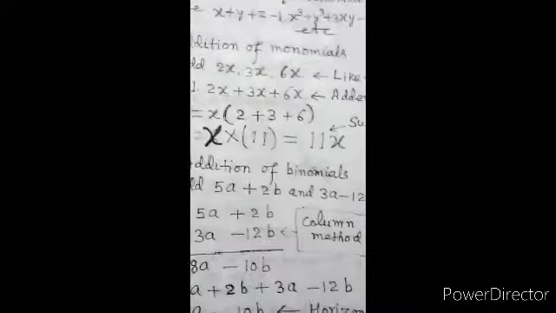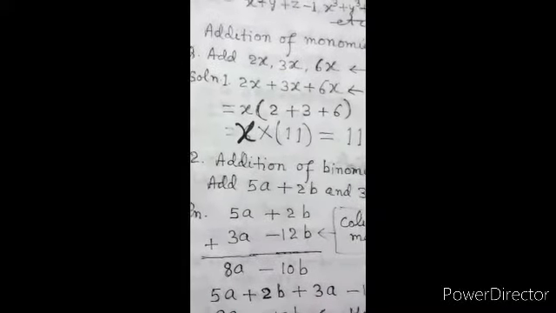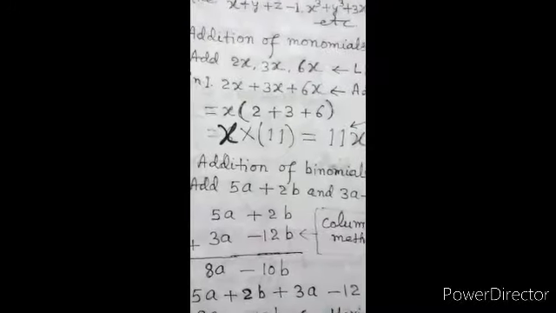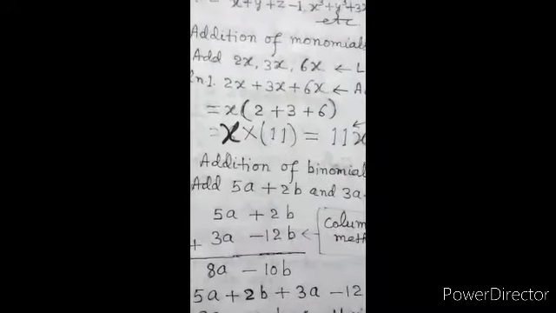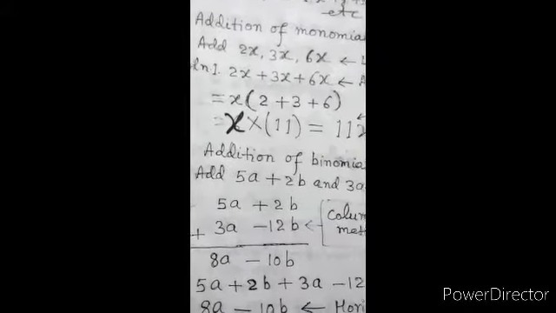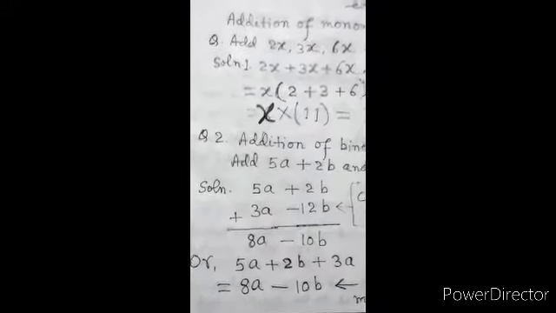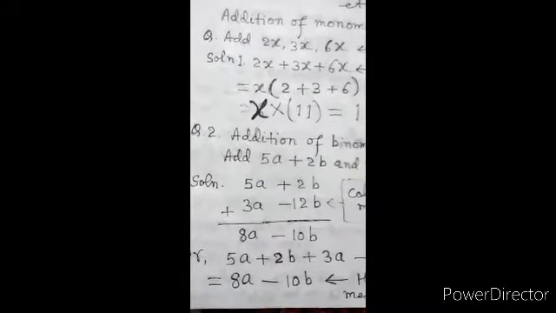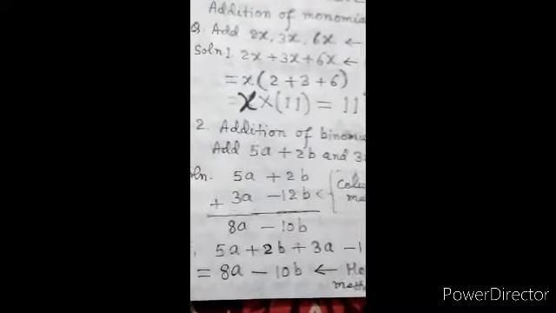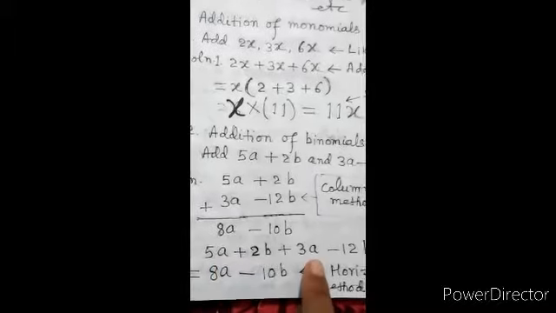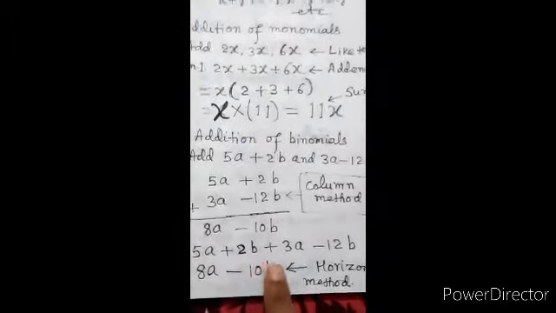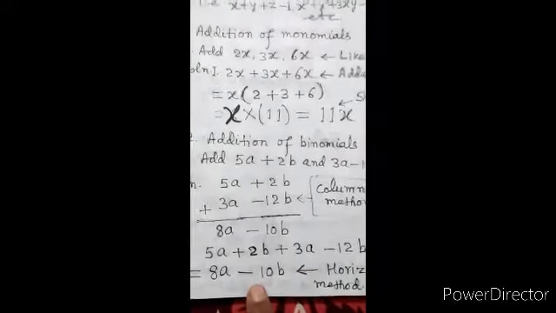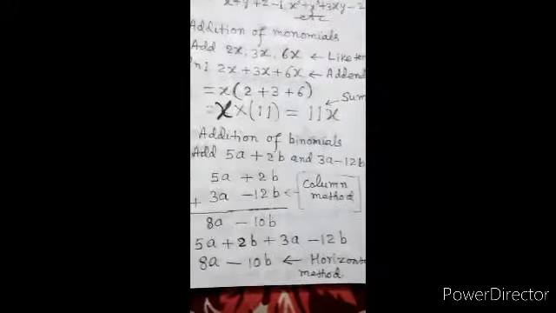Now in addition, add 5a plus 3a, it gives us 8a, and 2b minus 12b gives us minus 10b, like this. Or we can write it in the horizontal method also, as 5a plus 2b plus 3a minus 12b is equal to, like terms will be added, 5a and 3a, 8a, 2b minus 12b is equal to minus 10b. This one is called horizontal method.